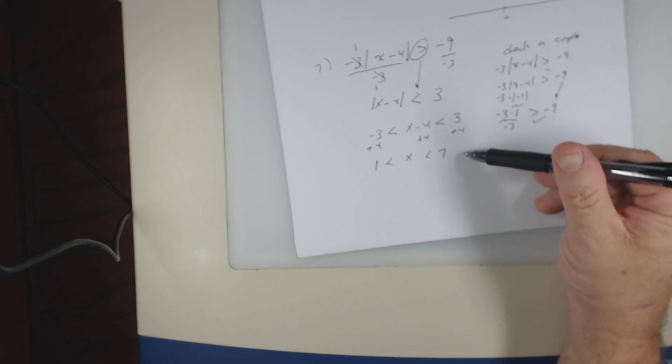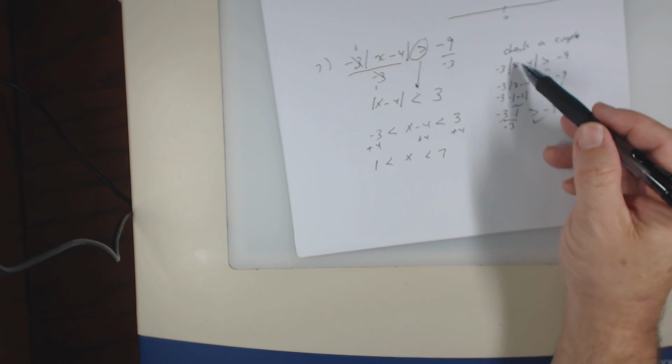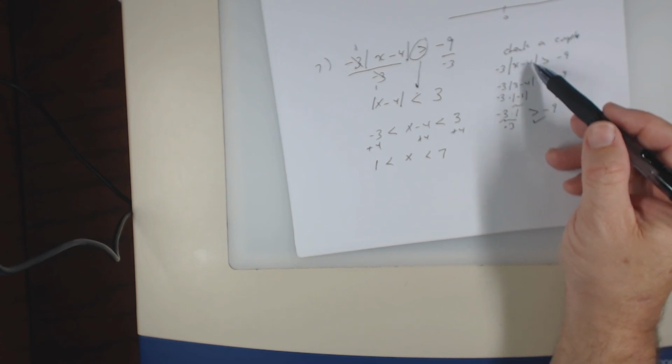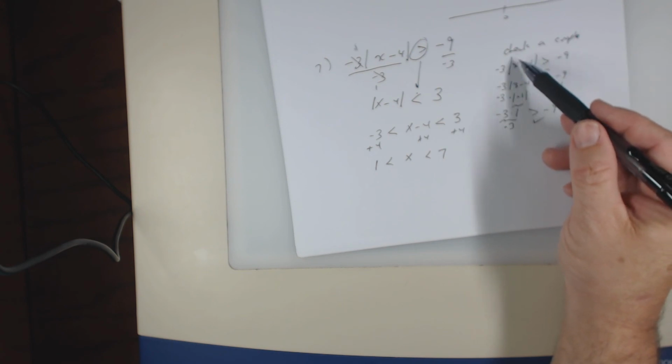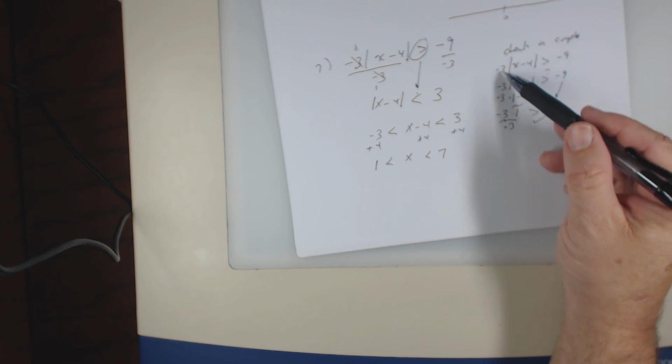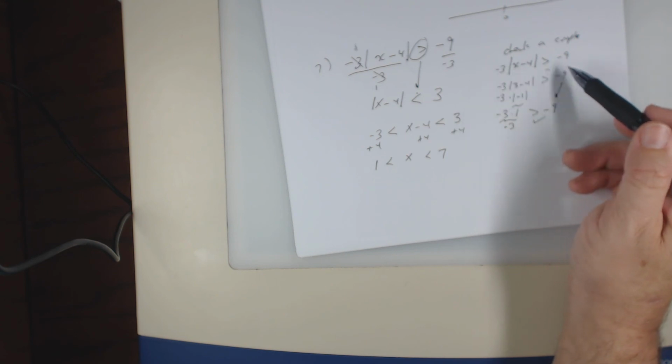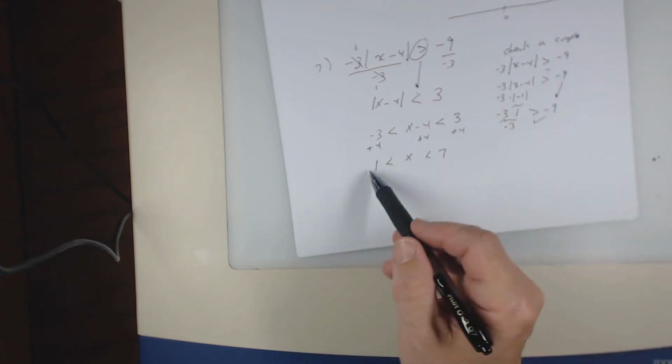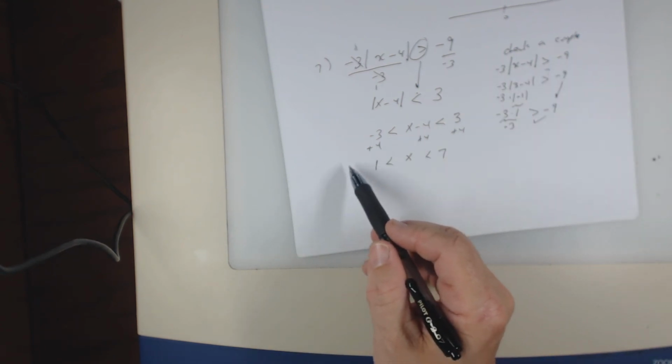Yes. Let's look at 6. I'm just going to do it here. What's 6 minus 4? 2. What's the absolute value of 2? 2. 2 times -3. Is -6 bigger than -9? Yes. Give me something here that doesn't work.